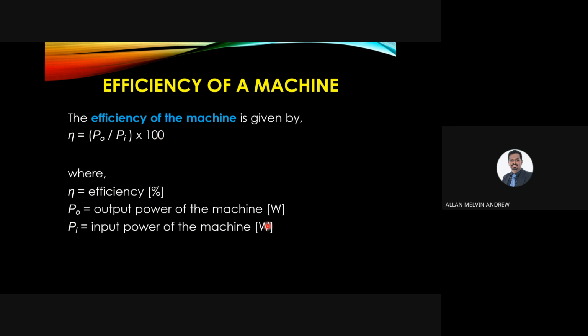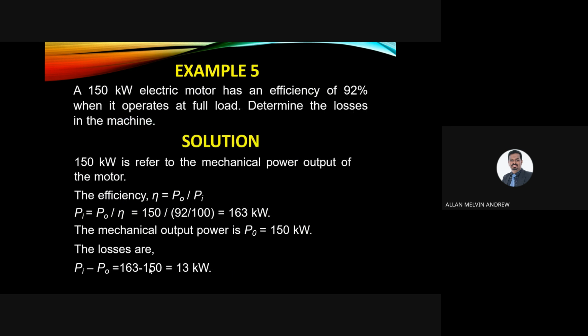So a 150 kilowatt electrical motor has an efficiency of 92% when it operates at full load. 92% efficient means 8% inefficient, so that is the meaning. Determine the losses in the machine. So we want to find out the amount of the remaining 8%.